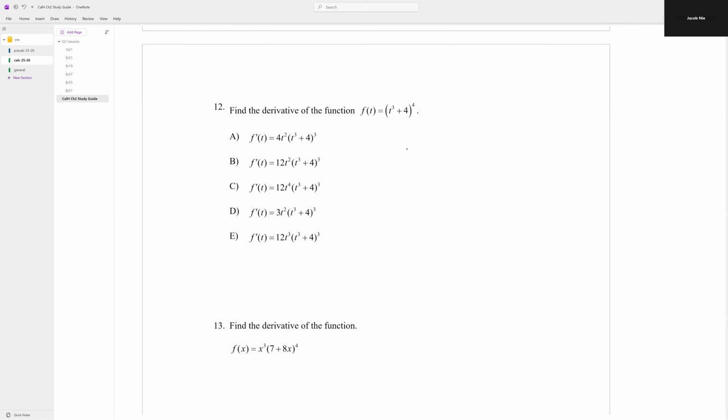Next one is very similar. We use chain rule once more. So the outside function is that power of 4, and the inside function is the t cubed plus 4. So f prime of t, chain rule, doing the outside function first. So 4 times t cubed plus 4 to the power of 3 times 3t squared. That's the derivative of the inside. And so if I simplify that, I'm left with 12t squared times t cubed plus 4 cubed.